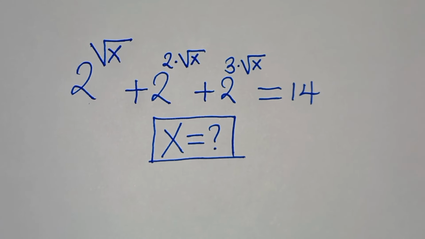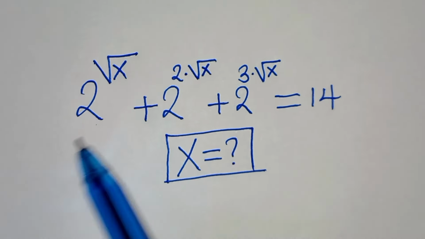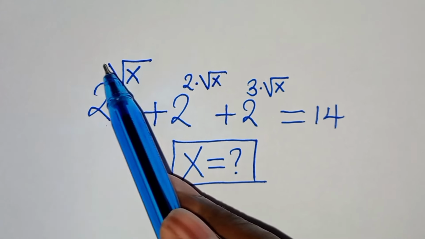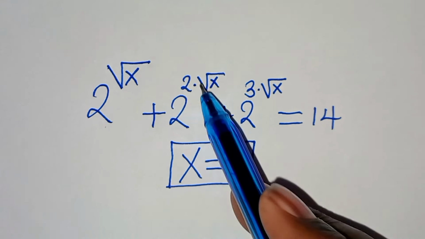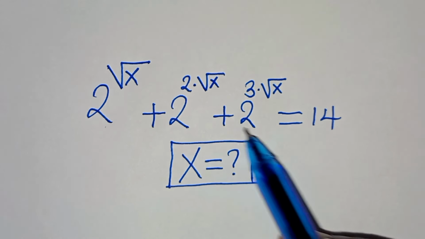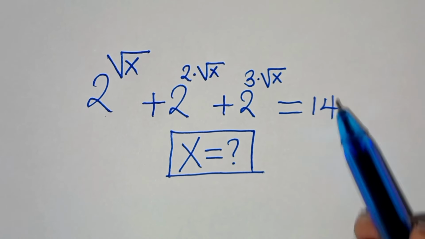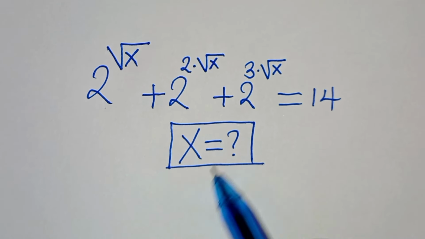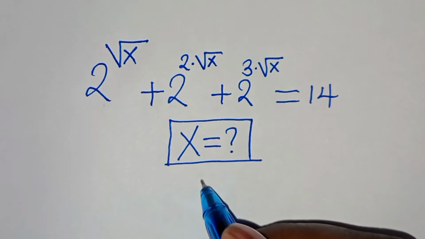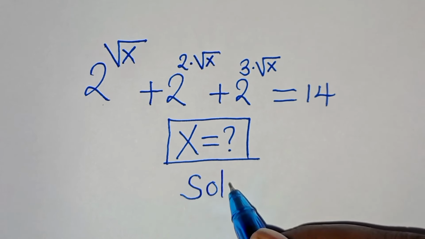Hello everyone, you're welcome to solve this nice algebra problem, which is 2 to the power of square root of x plus 2 raised to the power of 2 times square root of x plus 2 to the power of 3 times square root of x. This is equal to 14. So what is the value of x? Now let's provide a solution from here.